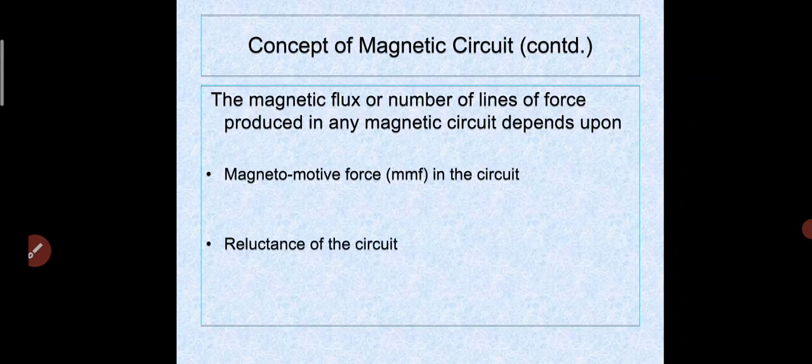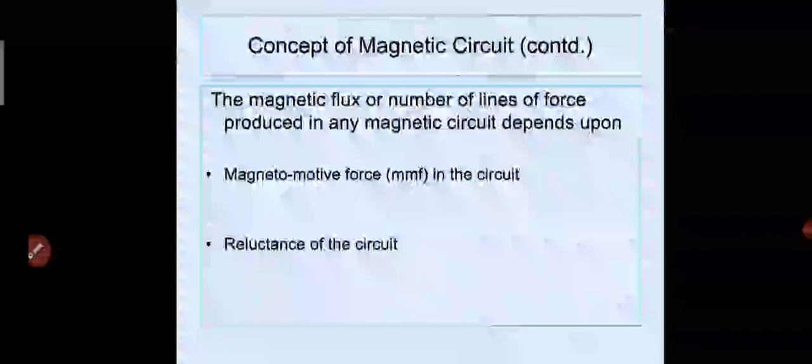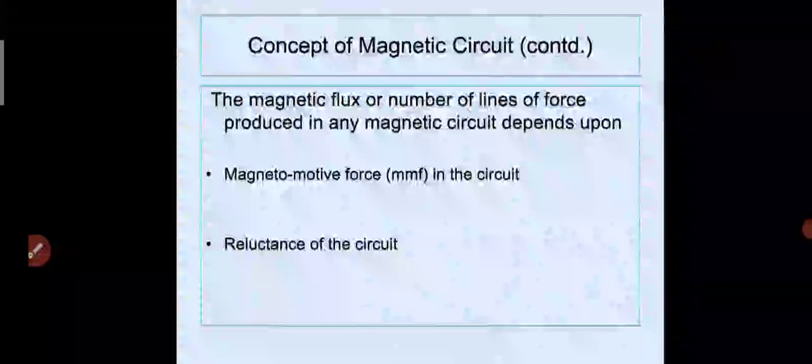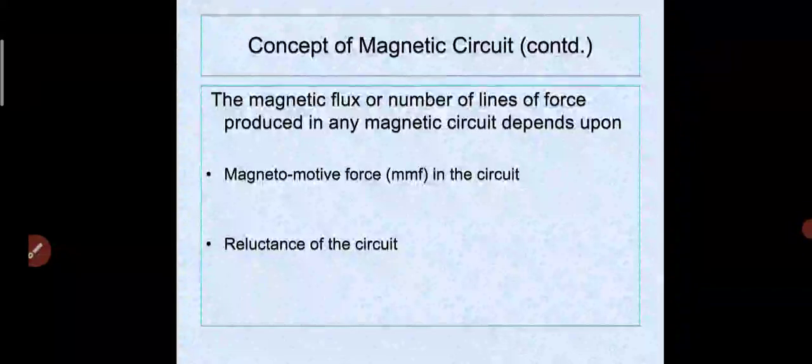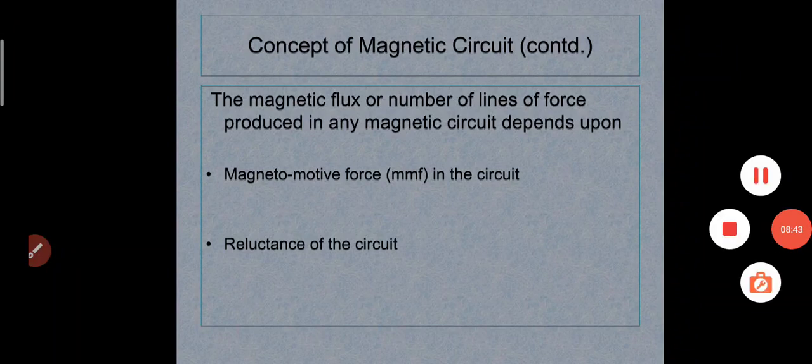Continuation of magnetic circuit. The magnetic flux or number of lines of force produced in any magnetic circuit depends upon, first, magnetomotive force MMF in the circuit. Second one, reluctance of the circuit.